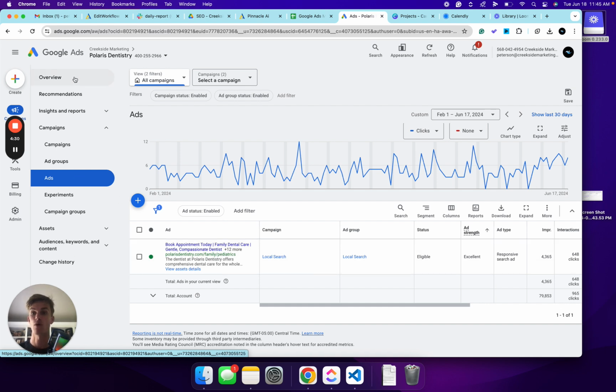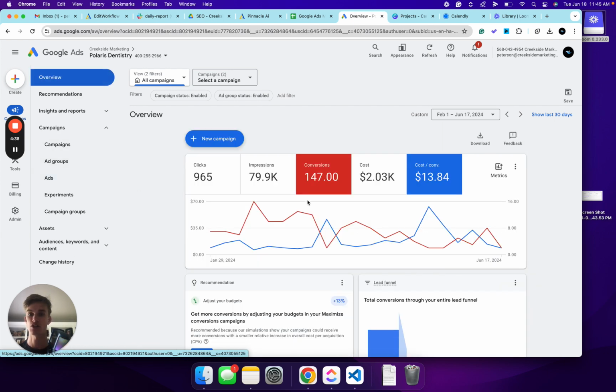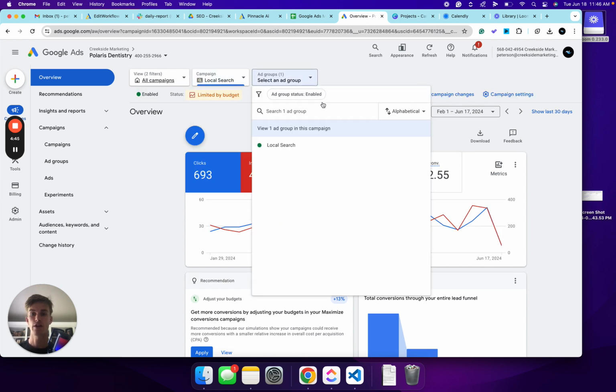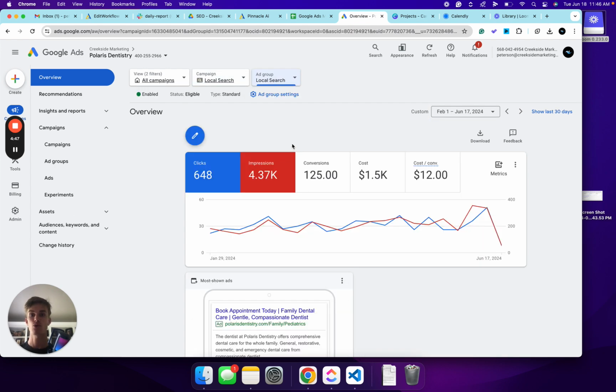If they have more than one ad, what I would suggest is going, instead of by campaign, by ad group, and look at the performance and do exactly what I just did. Look at the number of conversions. So just for an example, we go here and then we go into the specific ad group.